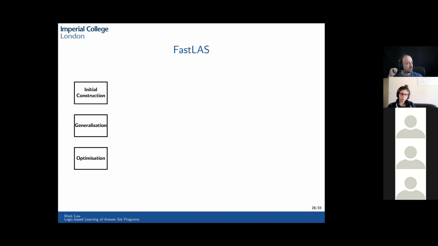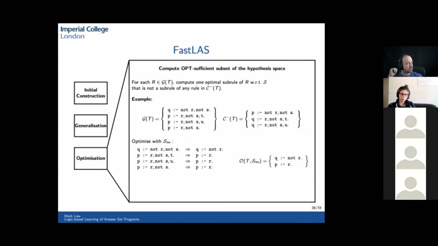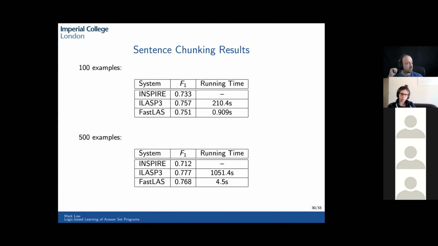Because I'm running out of time, I'm going to skip over the details of how we compute this opt-sufficient subset and just focus on the evaluation. On the sentence chunking dataset that I was showing before, FastLAS is significantly faster than ILASP. We don't have an average running time for Inspire, but as I said, they had a timeout of half an hour that they were hitting in at least some cases.